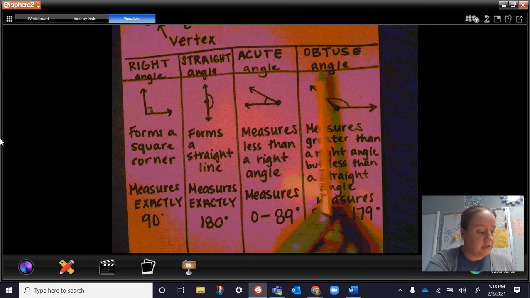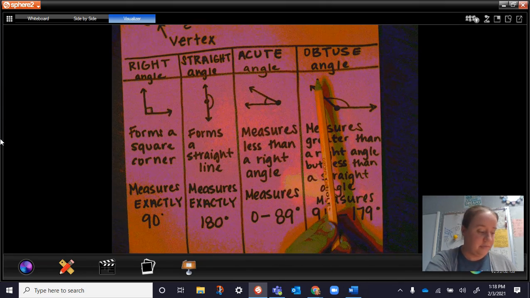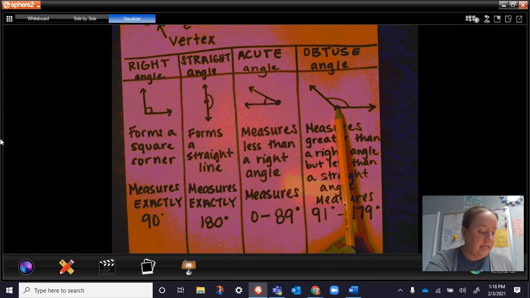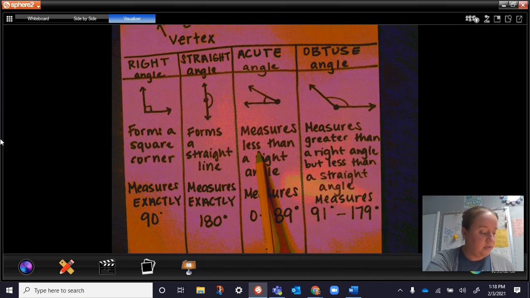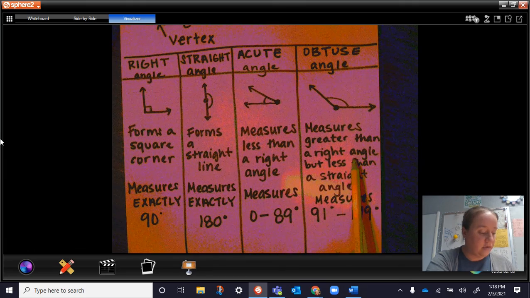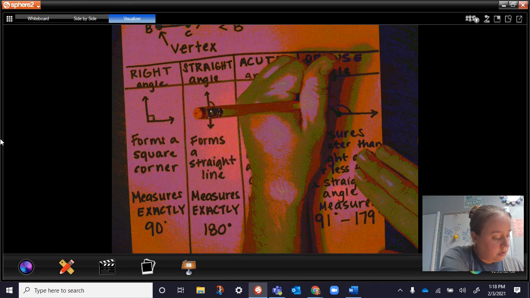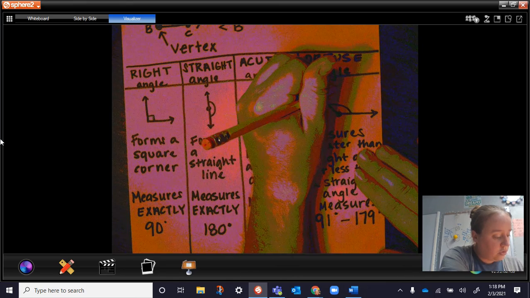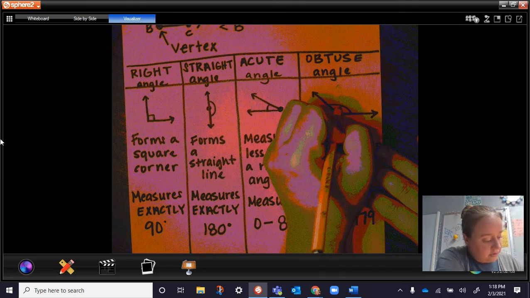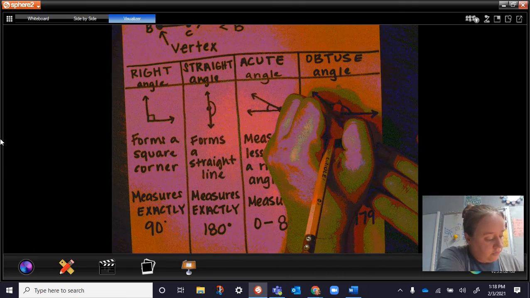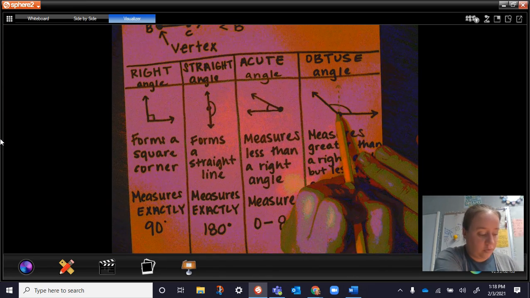All right, obtuse. This sounds like a very big word to me. So big word, big angle. Unlike acute, which was less than, these are greater than right angles. So notice if I draw a line straight up, a little dotted line here to show where 90 degrees is, hopefully you can see that on the camera there. So there's where my 90 degree angle would be.